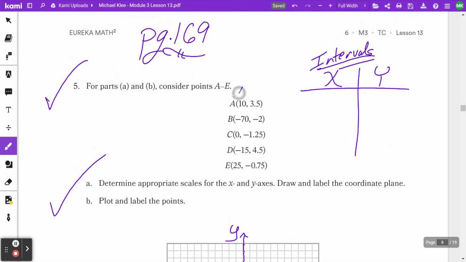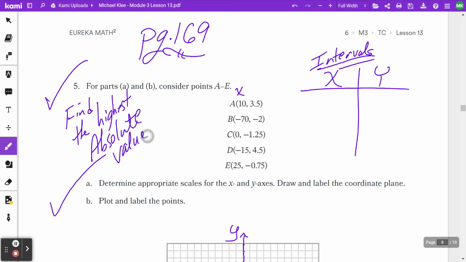So here's what you do. You check out your x values. What you're looking for is the greatest absolute value. Find the highest or greatest absolute value, right? For just the x's, there we have these guys right here. 0 clearly is not the greatest, but there it is, that -70, right? That -70, there it is, which means my absolute value is 70.